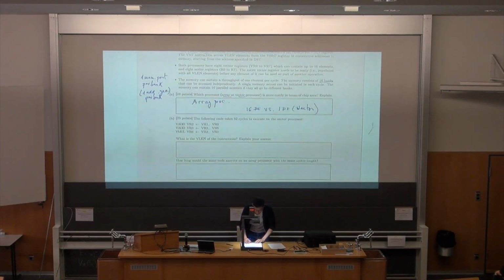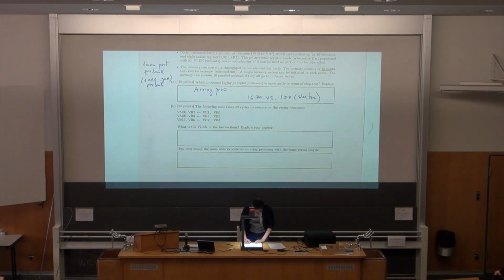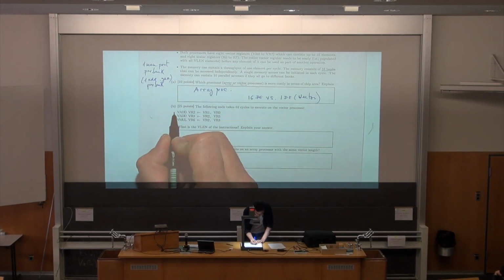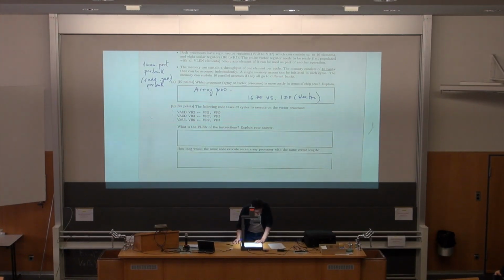Okay, then let's go to part B. It says the following code takes 52 cycles to execute on the vector processor. We have these three instructions: vector add, and vector multiply.